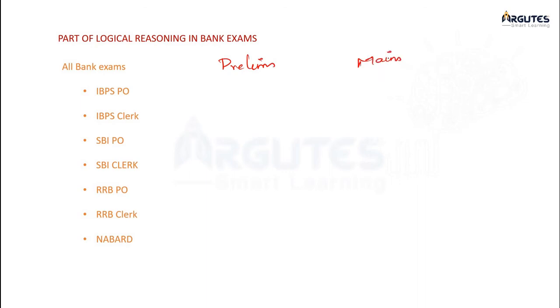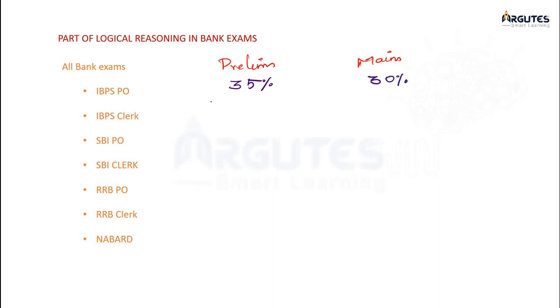For IBPS PO, in the prelims, about 35% of the questions will be from reasoning. So if you know reasoning well, you can get all those 35 marks. And in mains, out of 200, nearly 30% of the questions will be reasoning.